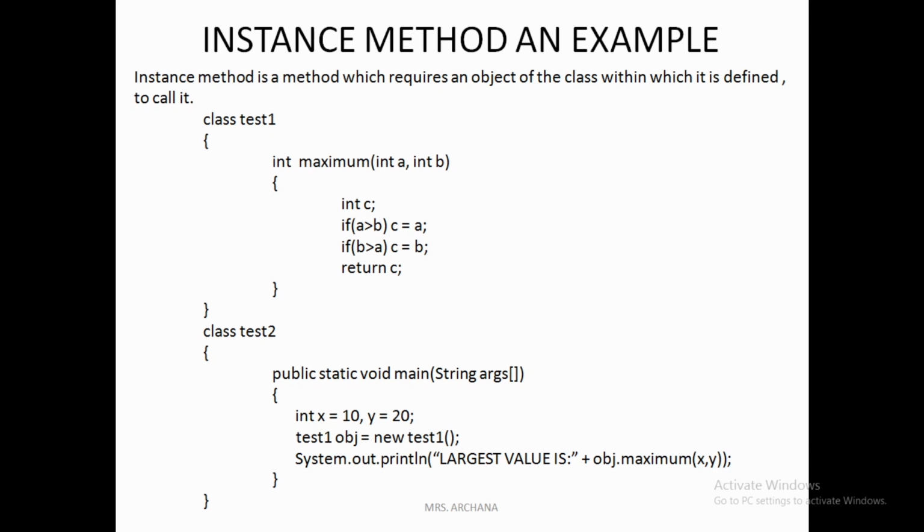In the same example as the previous slide, finding the maximum value between two integers is done using an instance method in this example. Here the method name is the same, that is maximum. To call this method, an object of test1 class is created. This one, creation of object. Using that object and the dot operator, the maximum instance method is called.